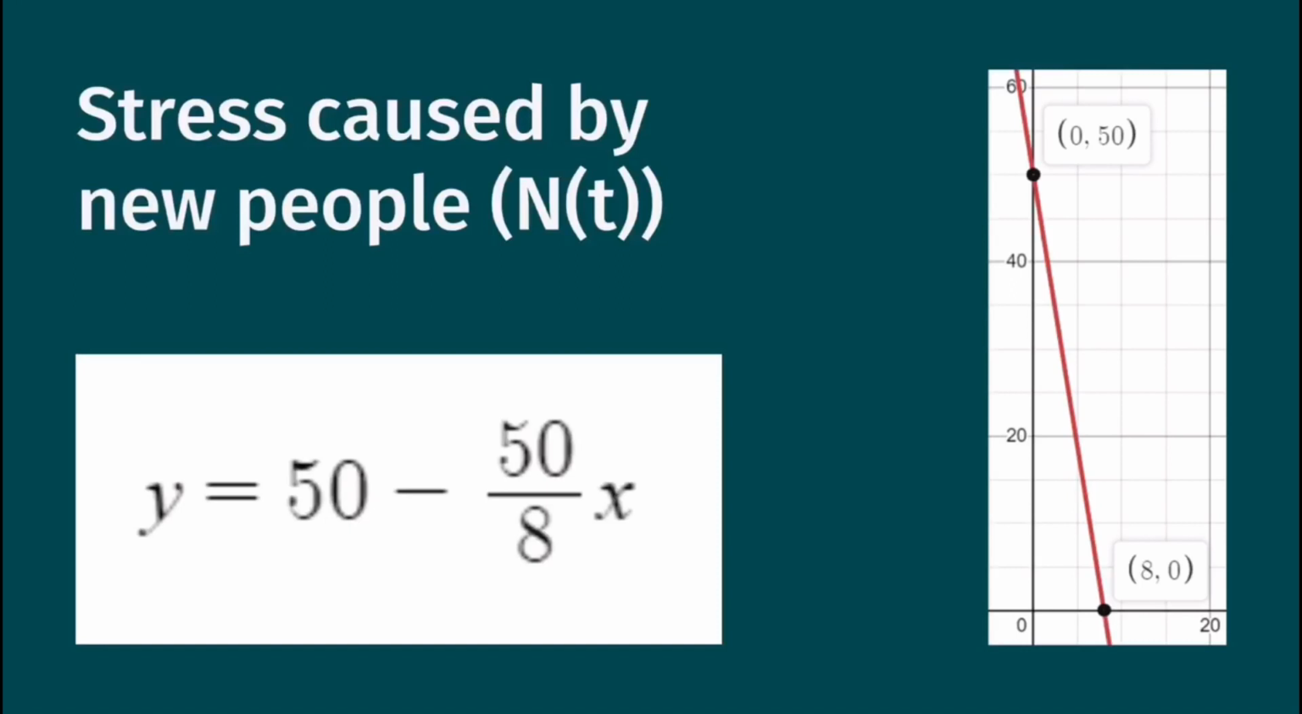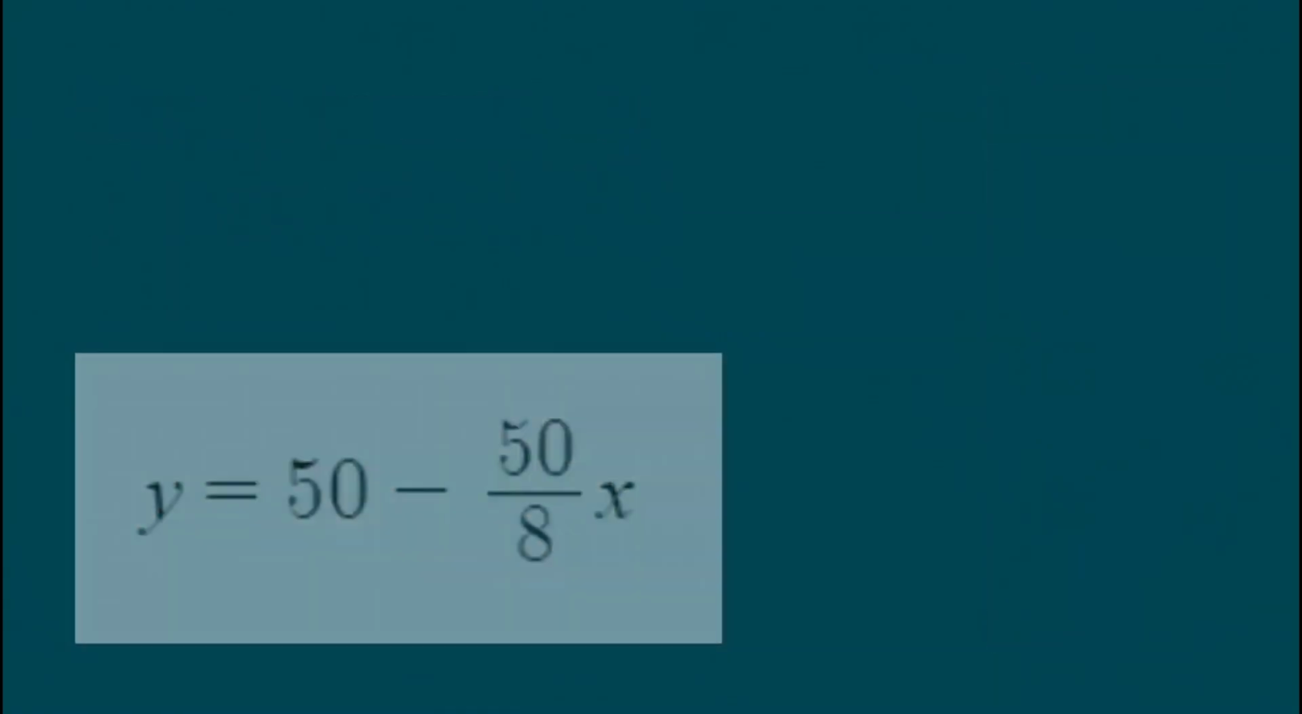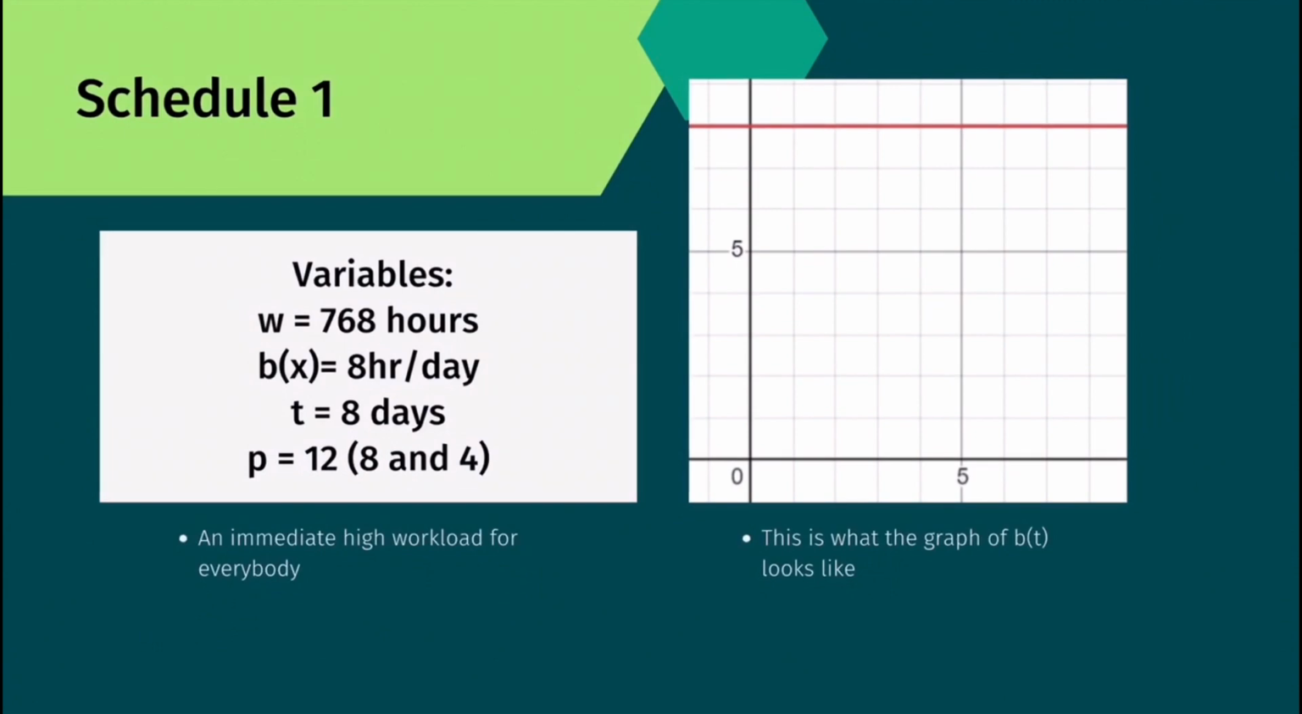We decided the amount of stress they caused would be 50 out of 100, and that they would finish adjusting by the time that 8 days had passed and the mission was over. Now it's time to take the schedules into account. The first schedule given to the astronauts expects that they are extremely productive in a very short amount of time.